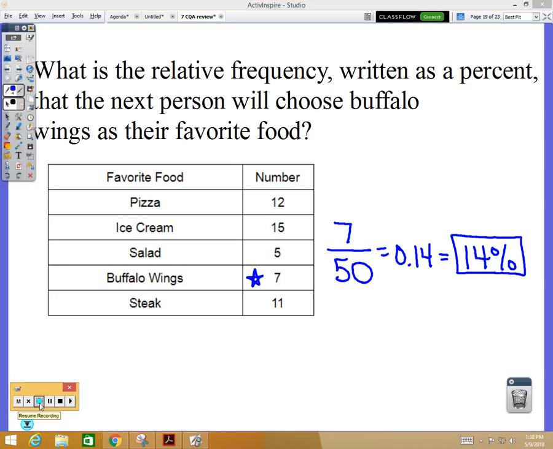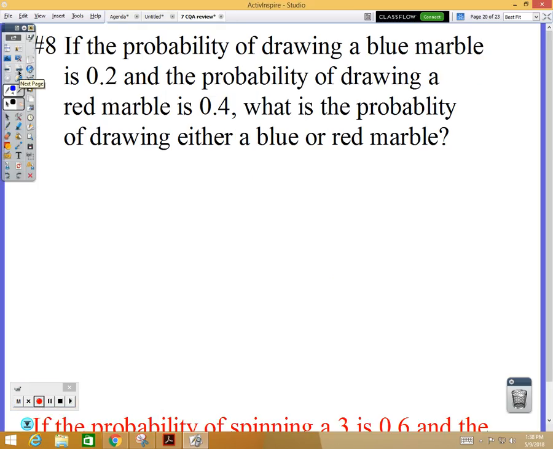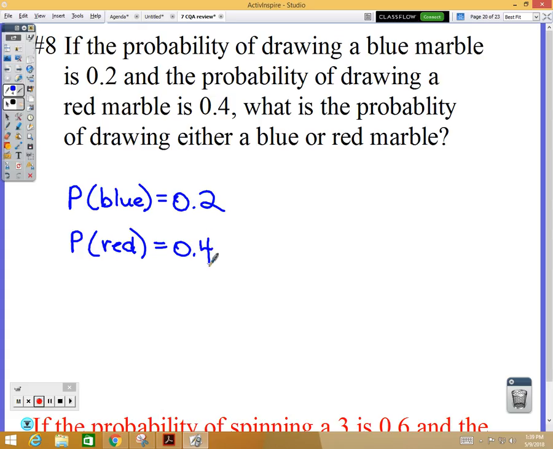All right, let's look at the next type of problem. The next type of problem says if the probability of drawing a blue marble is 0.2 and the probability of drawing a red marble is 0.4, what is the probability of drawing either a blue or a red marble? So again, the probability of drawing a blue is what? 0.2, and the probability of drawing a red is 0.4. I want to know the probability of drawing a blue or a red. Does anyone have any idea what I should do about that?